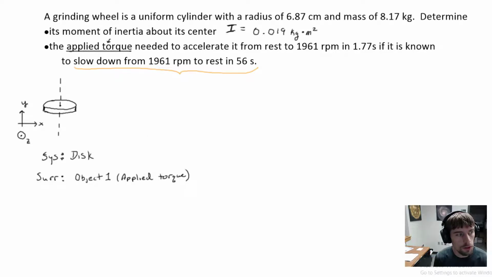That the wheel slows down when this applied torque is absent. So I'll call this one the axle, and I'm going to think of this as the frictional force. You know, there's some sort of frictional force such that in the absence of the applied torque, the wheel still slows down.